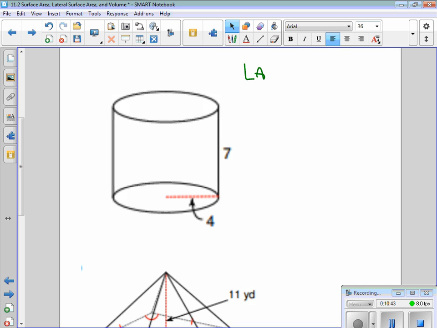All right, let's take a look at doing the lateral area and the surface area of, say, a cylinder. Go ahead and find the formulas for that. Let's do them individually. Come back and check me in a few seconds after you've done the work and see if you got it right.